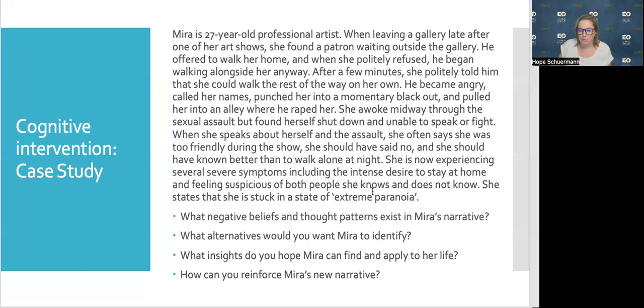And then you would want to reinforce her new narrative through whatever thoughts she comes up with. So, I am not to blame for my sexual assault. I am not to blame for not saying no, and I am not to blame for other people's choices to violate me. And I would reflect those back to her as reminders as often as she needed it. So I hope that was a helpful illustration.